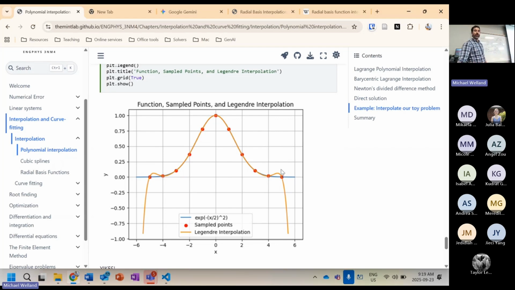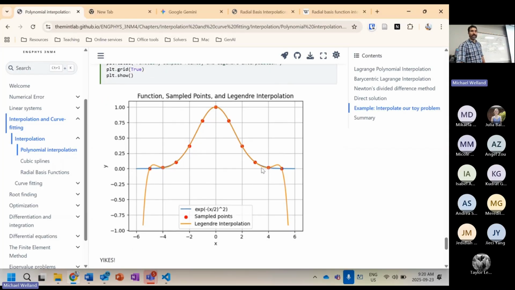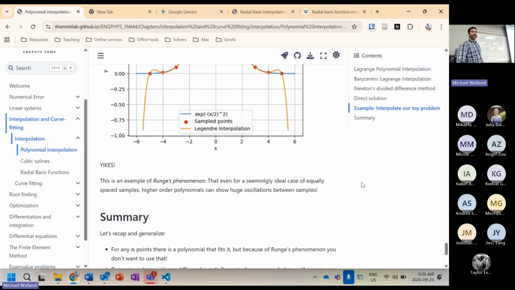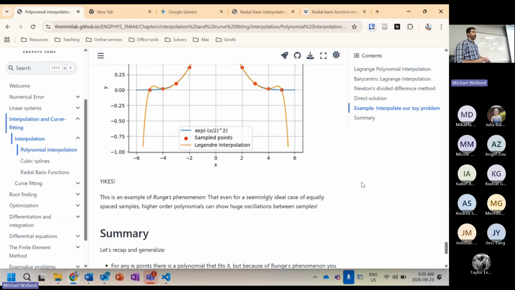It is only good, and I should make another example with this. It turns out that this is only good even in here because you have evenly spaced data. If you didn't have evenly spaced data, you would find a much different behavior. This kind of random or high frequency oscillation happens throughout the entire thing. It is an example of something called Runge's phenomenon.